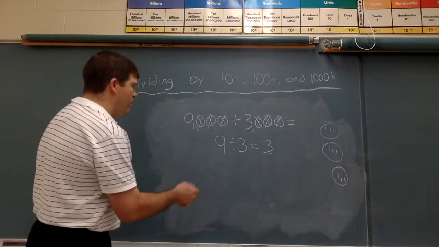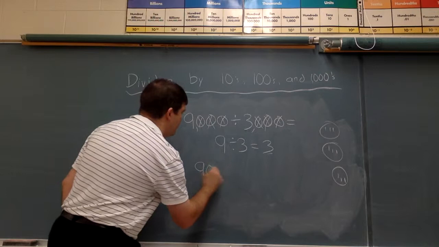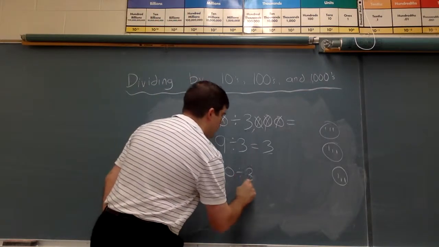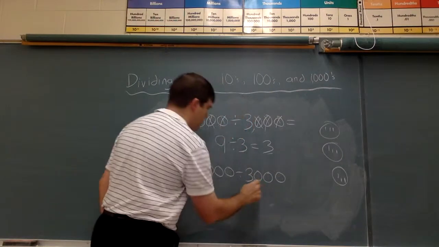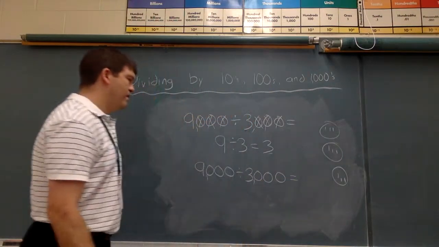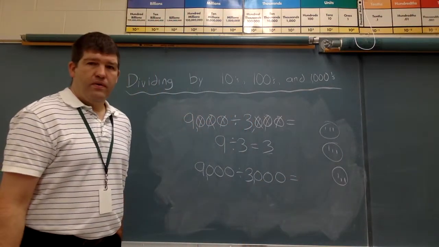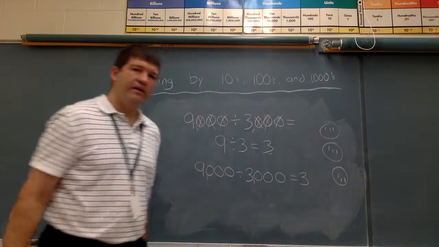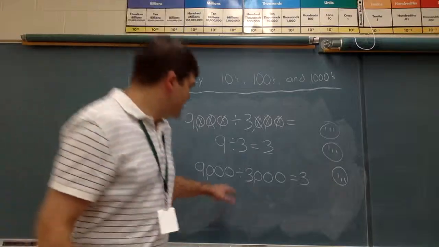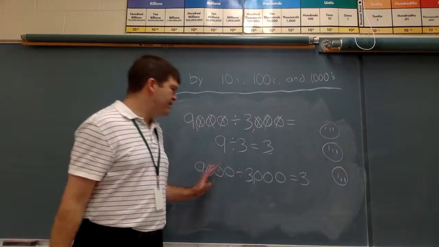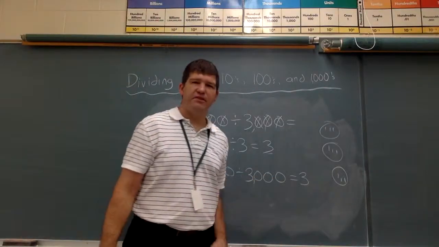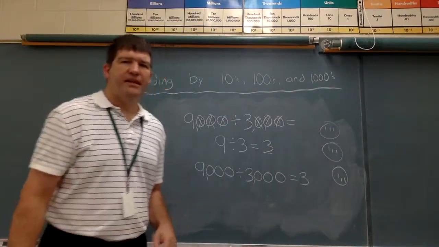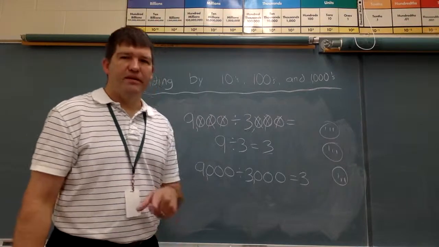Okay, so let's go to the original problem. 9,000 divided by 3,000 equals, I'm suggesting it equals 3. Now, look at all these zeros. How can those two big numbers get me an answer of just 3? Doesn't seem like it makes sense, but it does.